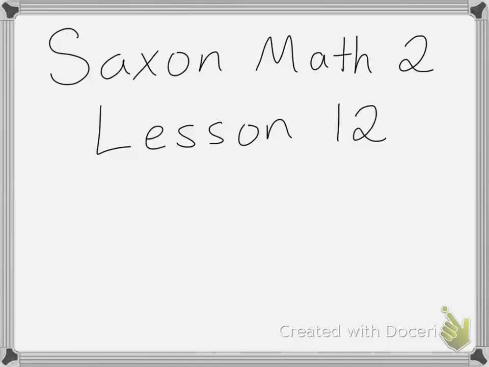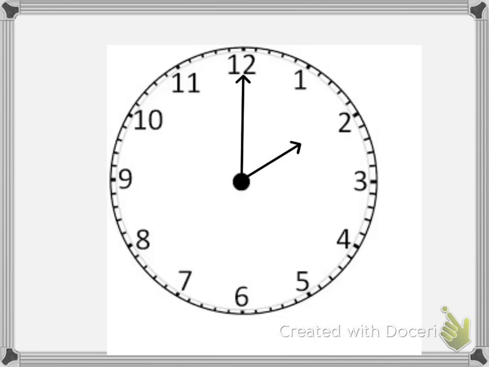Hello everyone, today's lesson is lesson 12, identifying the time 1 hour ago and 1 hour from now, and numbering a clock face. So if we look at our clock, we can see it's 12 o'clock. So it's been just about an hour since we went to computers. So what time was it an hour ago?